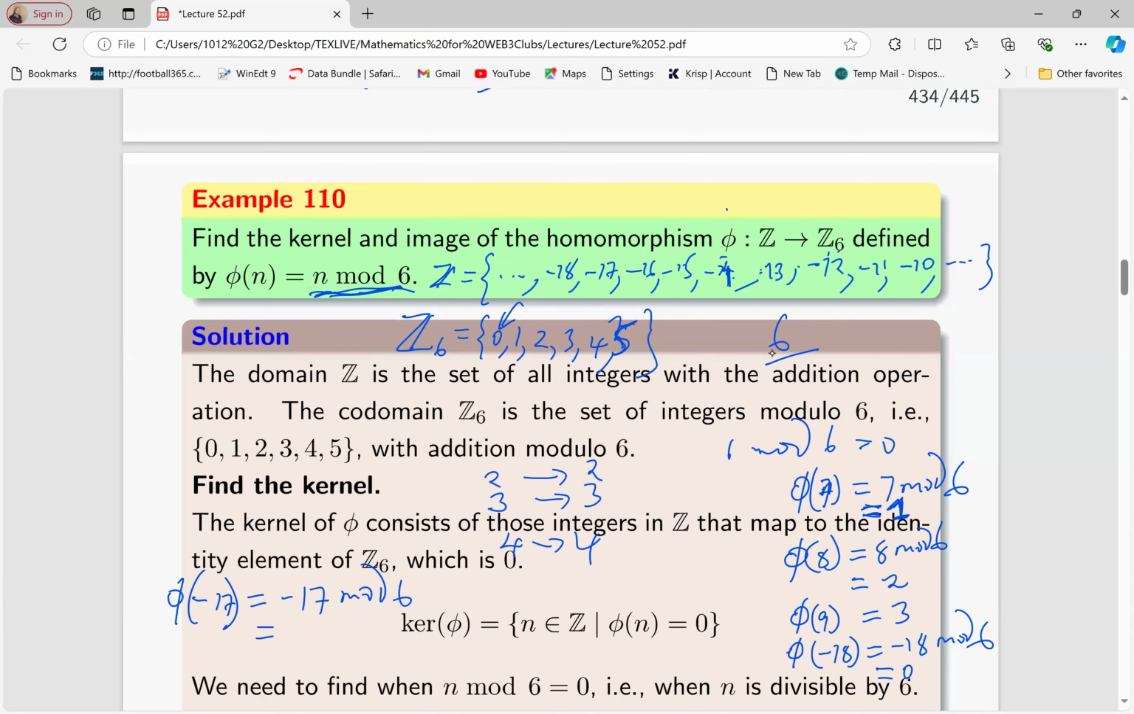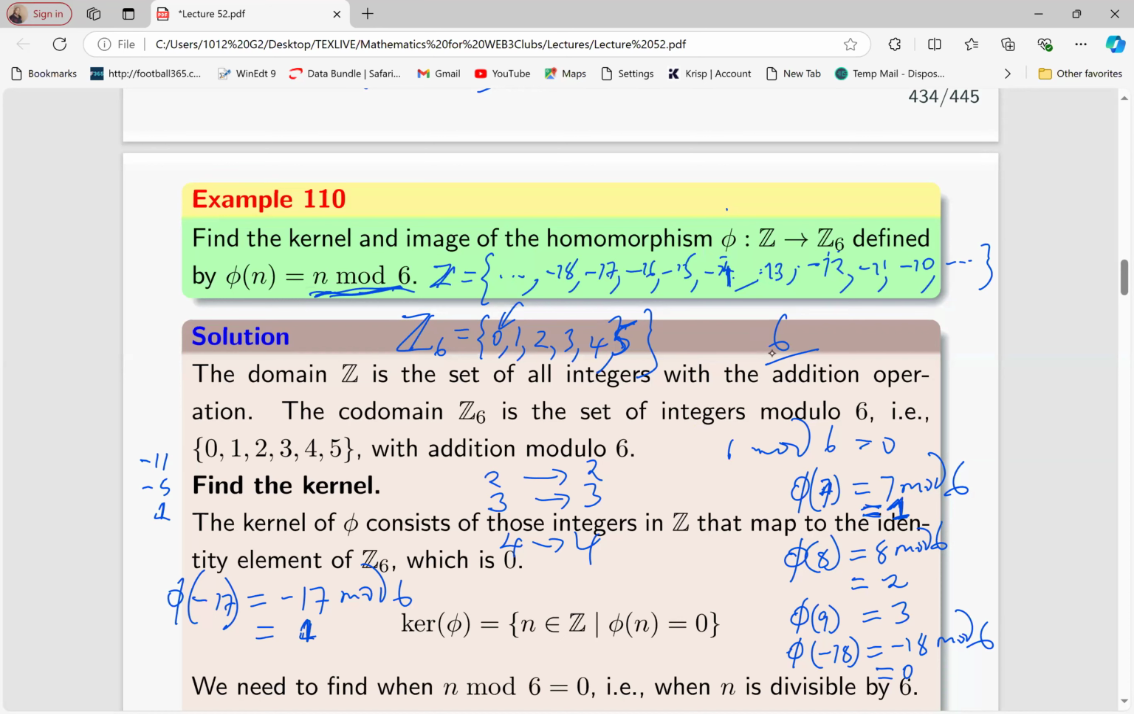The way we're doing this, we're adding 6 to negative 17 several times until you get a positive number. And of course, that is how we would also be writing the code for this. So when you add 6 to negative 17 once, you get negative 11. When you add another 6, you get negative 5. When you add another 6, you get 1.